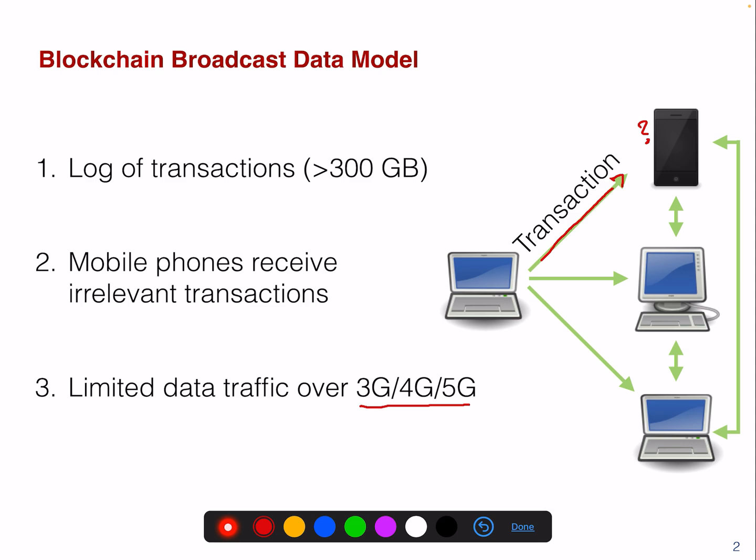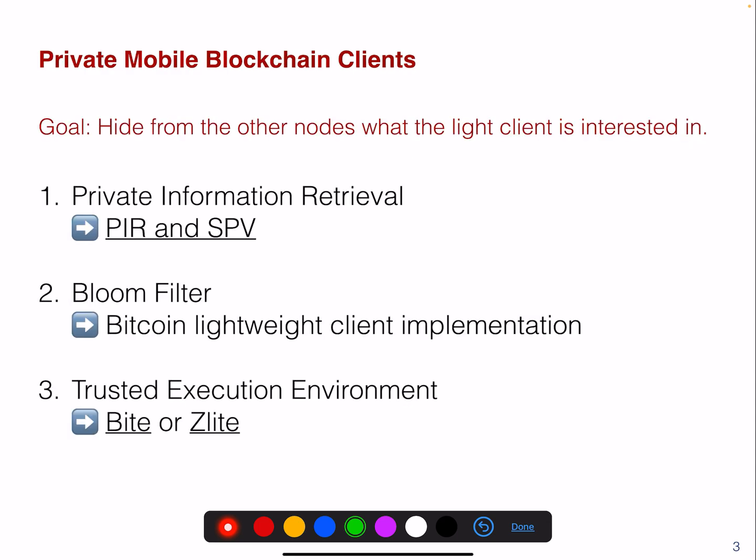So ideally what we do is we filter transactions that are relevant, and we send only those transactions that are relevant to those lightweight clients, to those mobile phones. So the goal is really to hide. You want to hide from other nodes, like those full nodes, what the light client is interested in, specifically the addresses that the light client is interested in. And if you can do that, then you can increase the privacy of the mobile blockchain client.